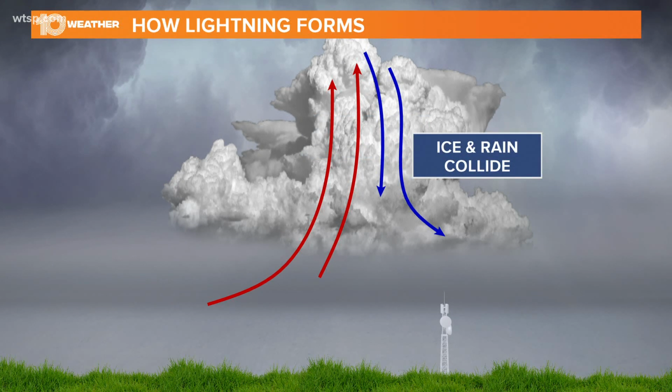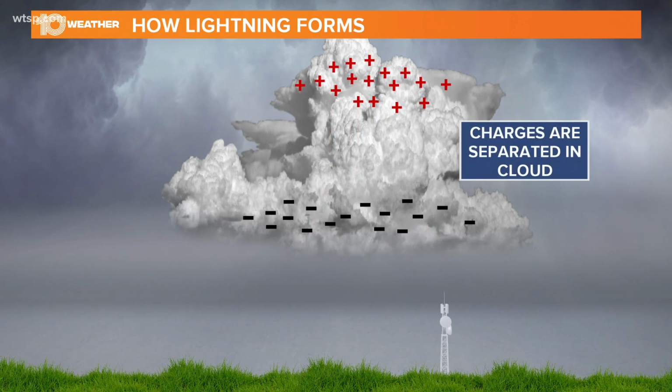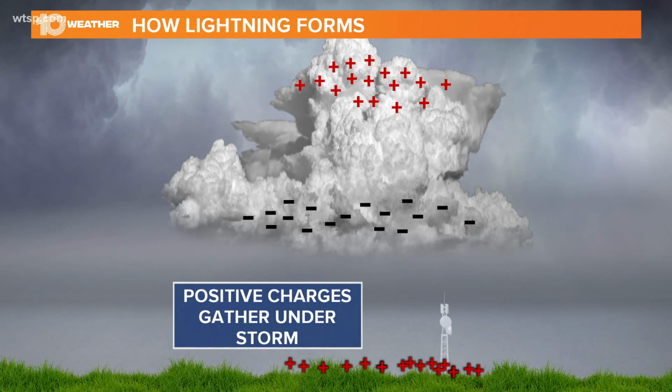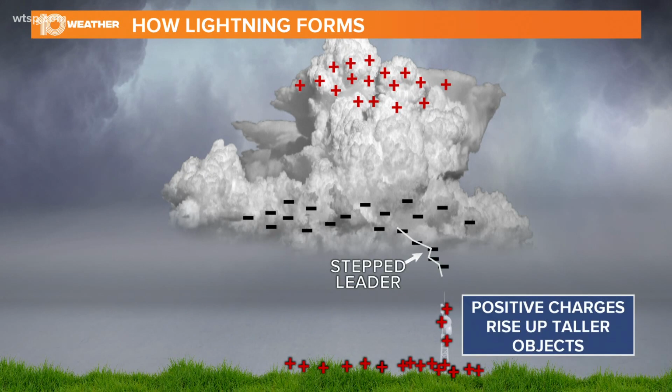When you have precipitation in those clouds, the ice and the rain collide, and the collisions of the rain and the ice particles in the cloud actually cause the charges in the cloud to separate. Typically the negative charges congregate and pool towards the bottom of the cloud, and the positive charges at the top. At that same time, you have a lot of positive charges collecting underneath that thunderstorm cloud, and the difference between those charges continues to grow as you get more negative and positive charges developing in the cloud and on the ground.